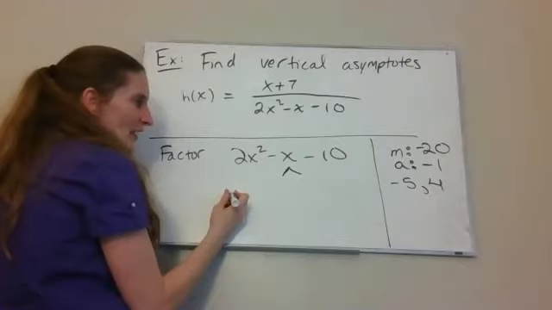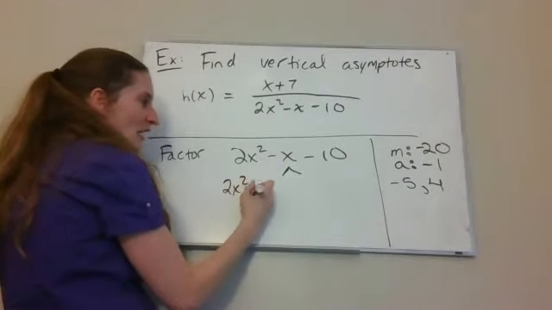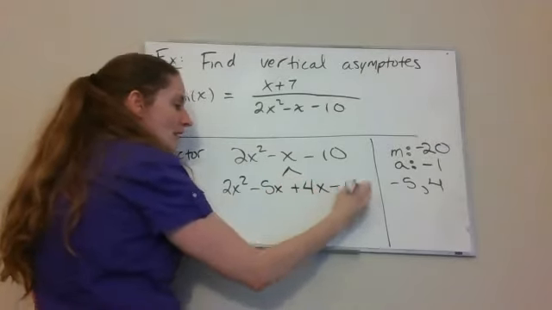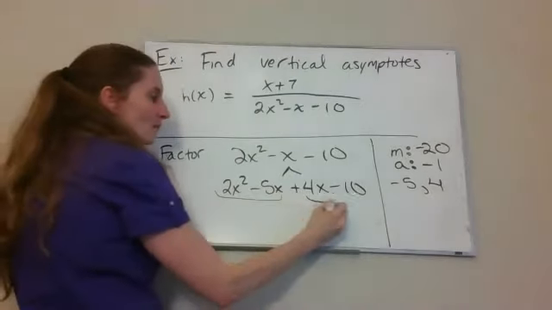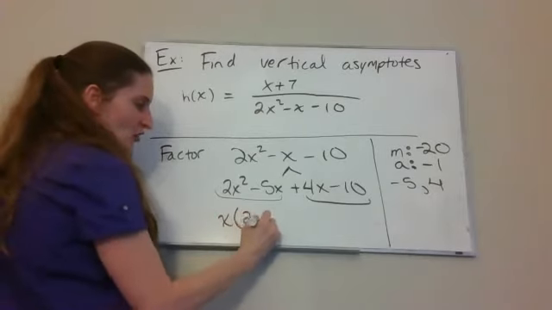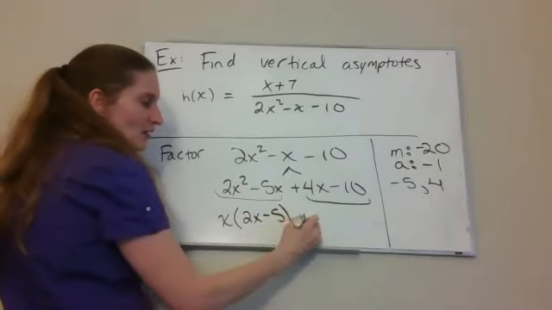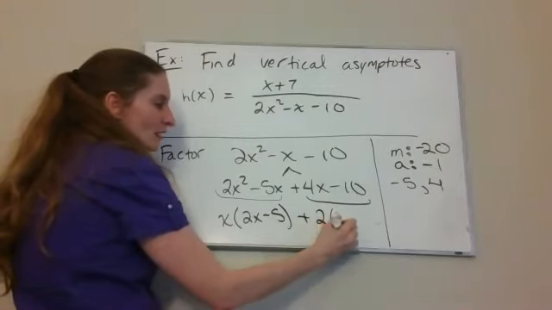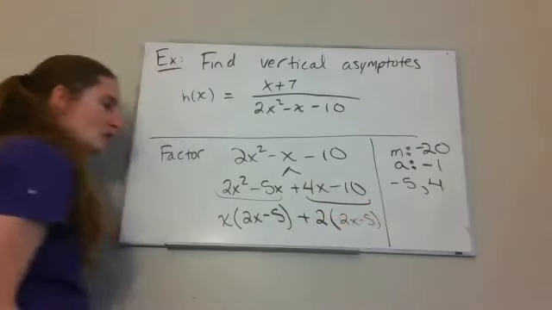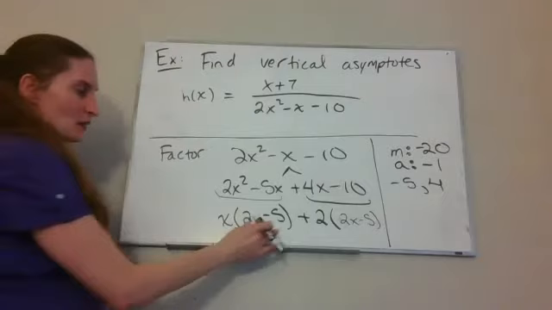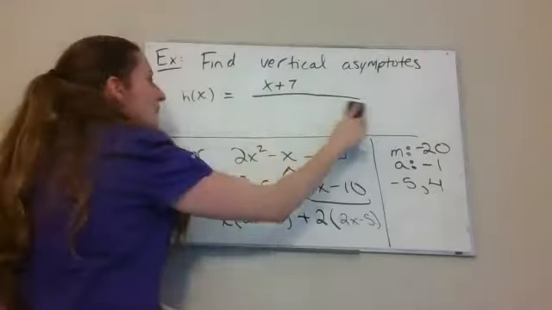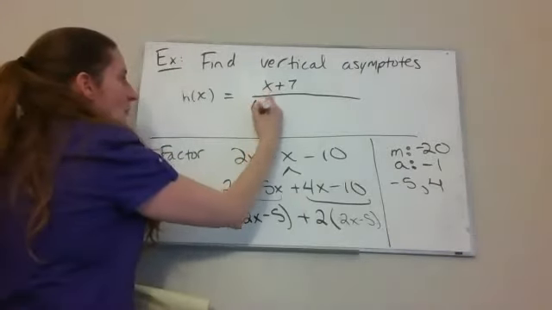So to factor this with the AC method, we have to split our negative x into a negative 5x and a positive 4x. And then we factor by grouping. In this first group, all they have in common is an x, so I get a 2x minus 5 left behind. And my second group has a 2 in common, leaving 2x minus 5. Which means that my denominator factors as 2x minus 5 times x plus 2. Let me fill that in up here.